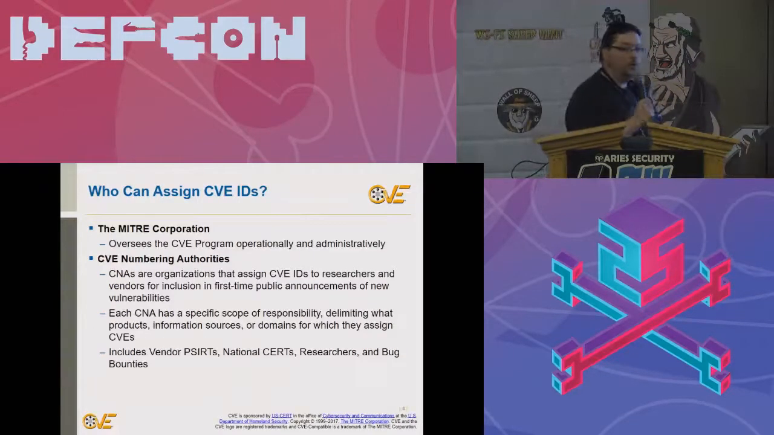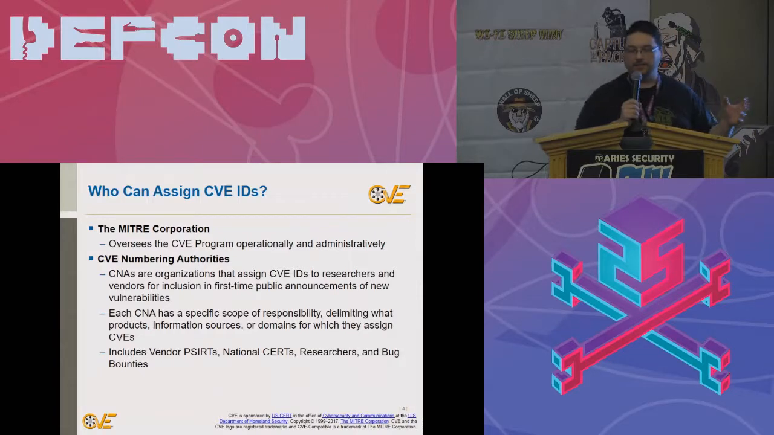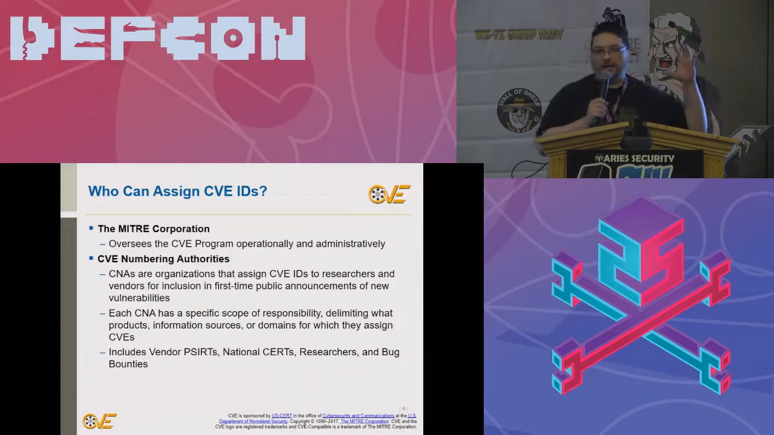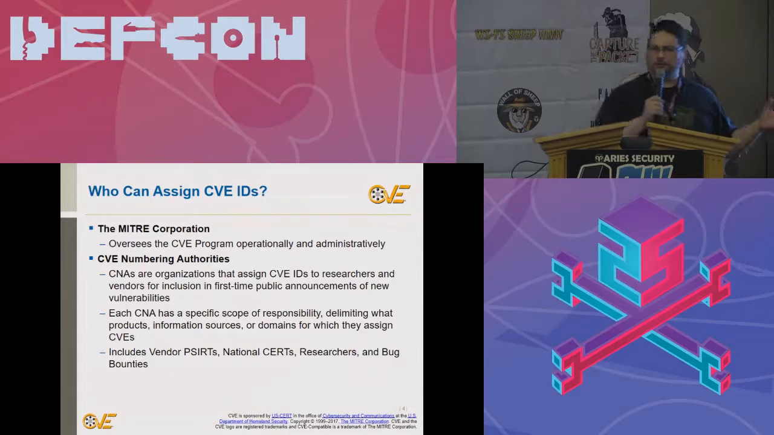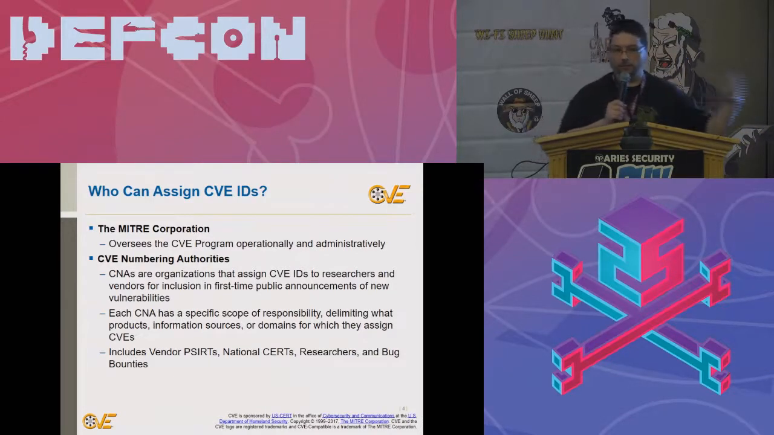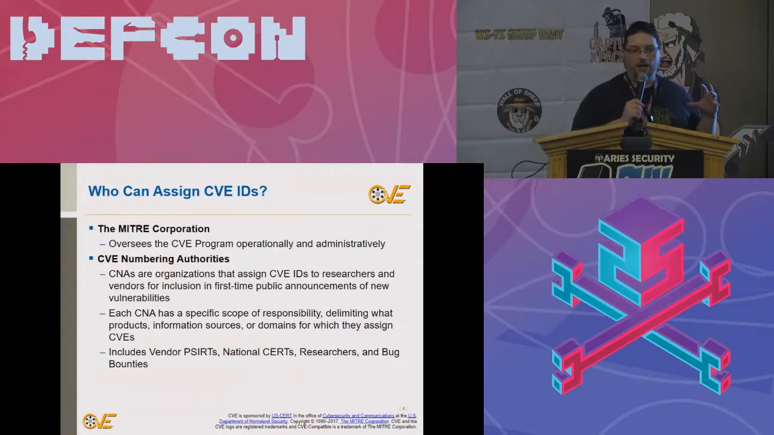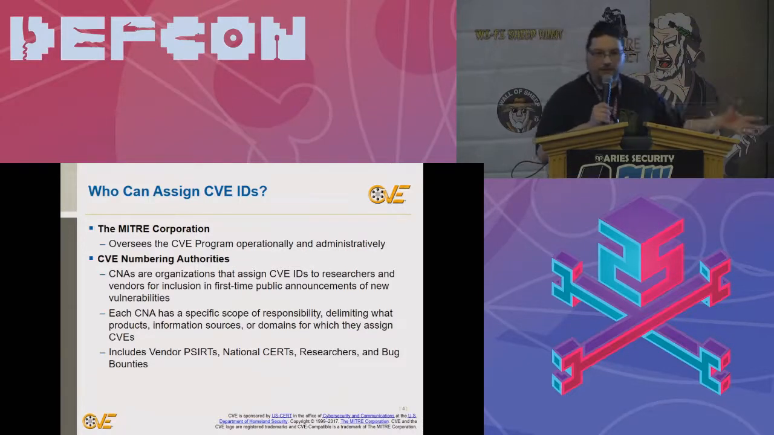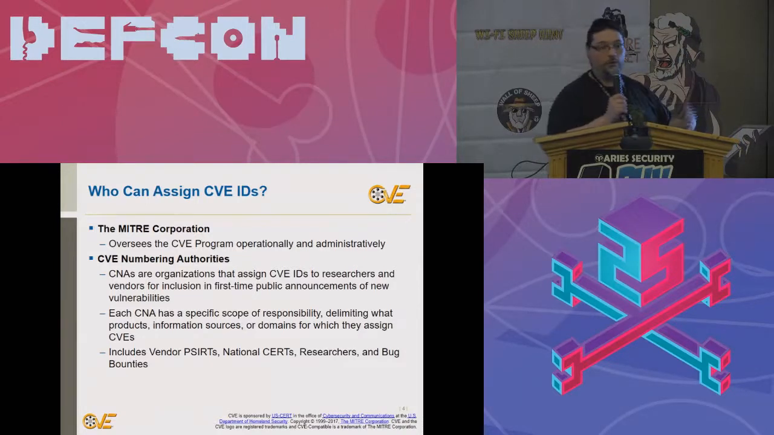So, who can assign a CVE ID? The primary assigner of CVE IDs is still the MITRE Corporation. Just so you understand, the MITRE Corporation is a not-for-profit organization. We run seven federally funded research and development centers for the U.S. government. The CVE work is under one of those. MITRE does a whole bunch of things, CVE being one of them. We operate all the guts behind the program, and we administer the technology, the operational side, and the administrative side. We work with our sponsors in the Department of Homeland Security, and we work with the stakeholders in the community to provide this service.